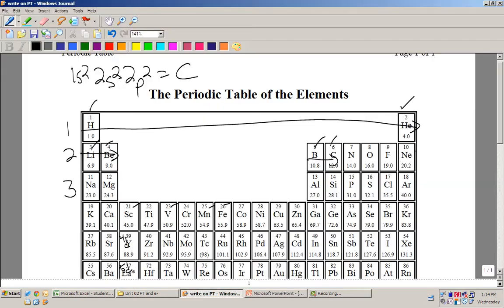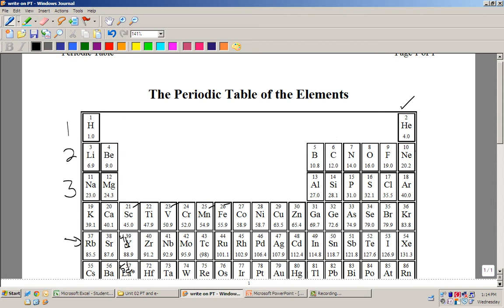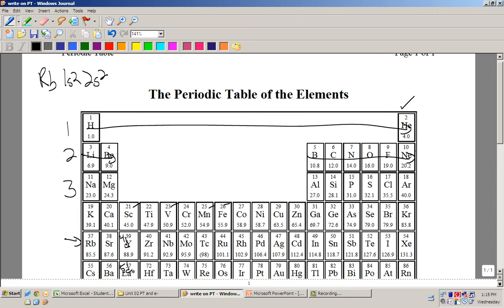Rubidium. Ooh, all the way down there, that's going to be a lot of them. So let's get started with rubidium, Rb. Notice how it's going to start the exact same. 1s2. Second row, S block, 2 electrons. Still second row, P block, 6 electrons. 1, 2, 3, 4, 5, 6.